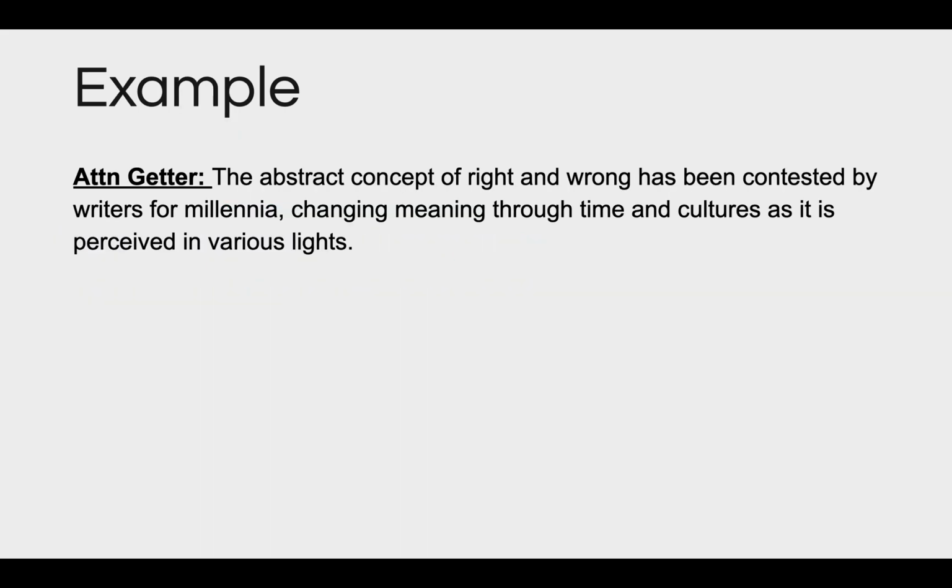Here is the example of my attention getter, and I wrote, the abstract concept of right and wrong has been contested by writers for millennia, changing meaning through time and cultures as it is perceived in various lights. Now, what this means is that basically, dependent upon time and place, when I think I'm right, I could be wrong, and vice versa, and that develops and changes and evolves throughout time.